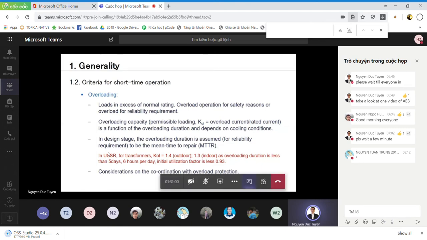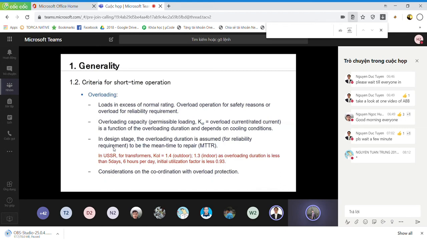I think it's because of the cooling condition. If you are outdoors, you get air and the temperature changes quite quickly, but indoors you get air trapped in the room and it is harder to cool down the transformer. Yeah, right. It's a good answer. And why is it 5 days, 6 hours per day, and the utilization factor less than 0.93? Why?